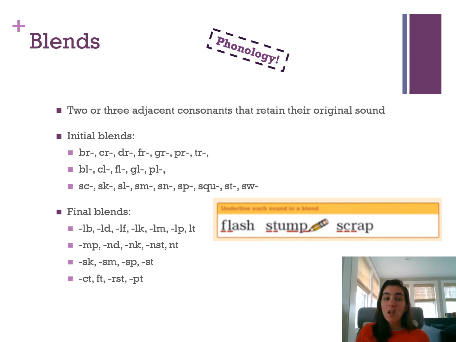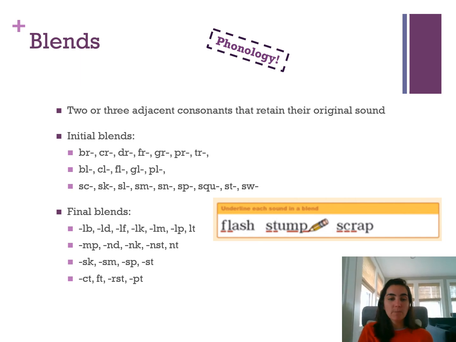But for initial blends, a lot of initial blends have R and L in them, and those are called liquid sounds. And as you might know, children who have a little bit of a speech delay or some articulation issues have trouble articulating the R and the L sound anyways. So those are tricky spots for words. Even though they're at the beginning of the word, the part of the word that's usually easier to hear and process, they tend to just be slippery spots in words.